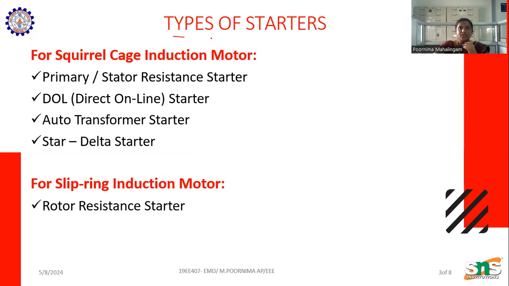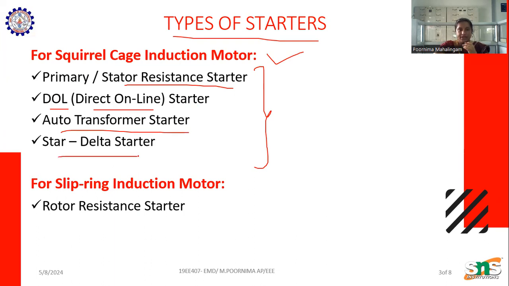Next is the types of starters. Here we have two main types. For the squirrel cage induction motor, we have four types of starters: the primary or stator resistance starter, the DOL direct online starter, the auto transformer starter, and the star delta starter. And for the slip ring motor, we have the rotor resistance starter. So overall, we have five types of starters.